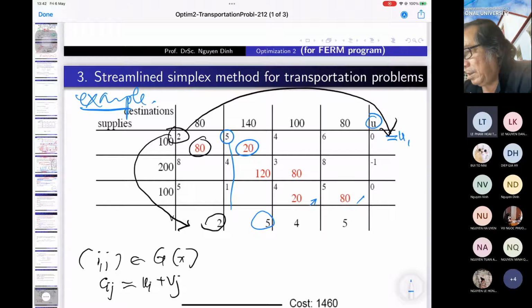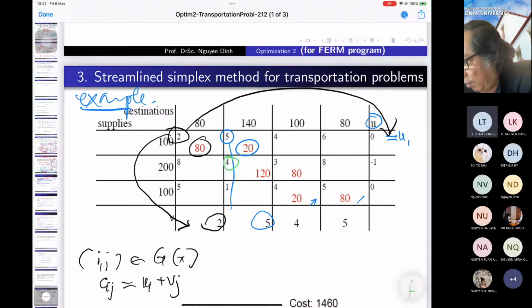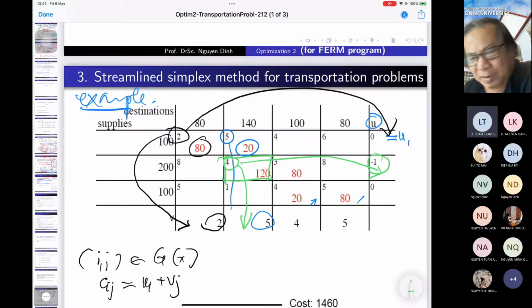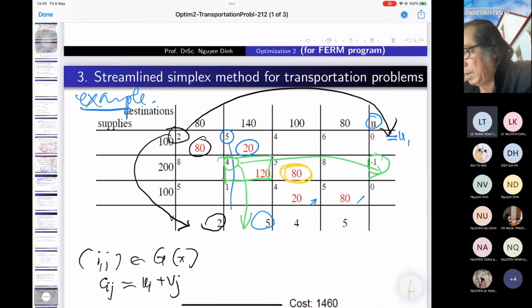And here you come to the number 4, to this cell. So this cell's 4 is equal to 5 plus something here, so this should be minus 1. You have this. And then you come to here, to this cell.